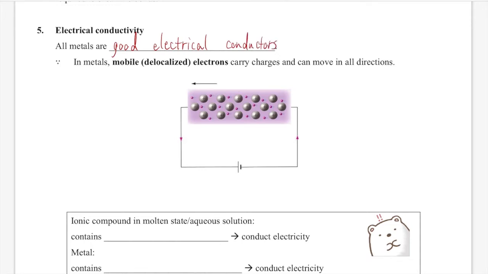Okay, so in the previous part, we have learned in order to be able to conduct electricity, we must have charged particles to carry the current. So in the case of metals, it's the mobile electrons or the delocalized electrons that carry the charge to conduct electricity. Pay attention here, we're not talking about the movement of the metal cation. Remember, it's not the metal cation that moves to conduct the electricity. It will only be the mobile electrons that move to conduct the electricity.